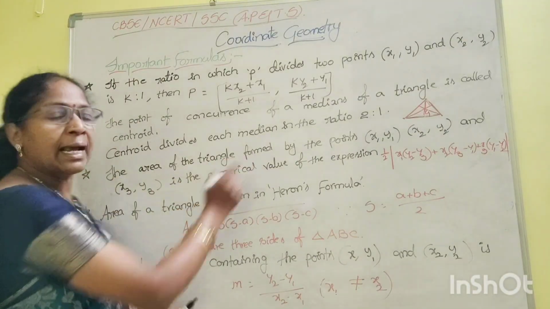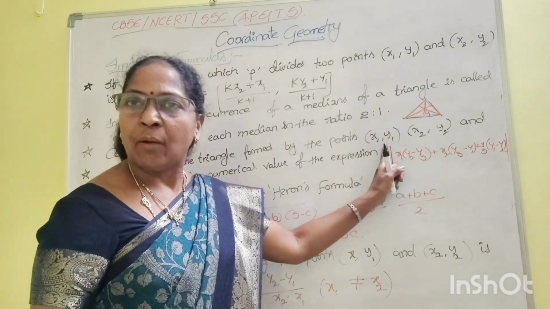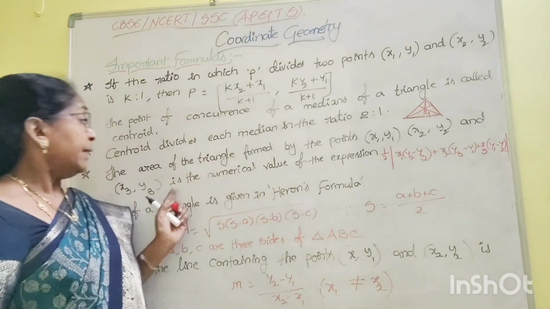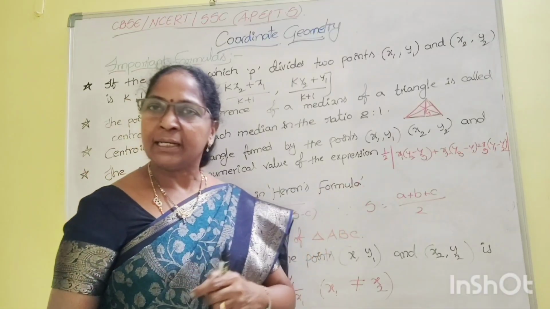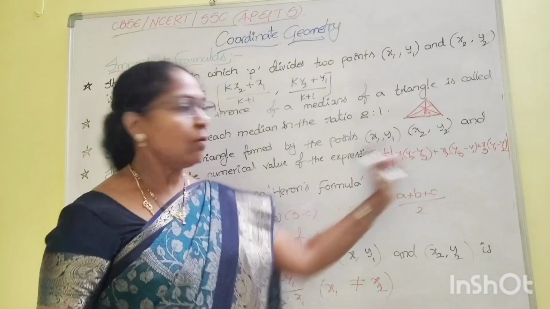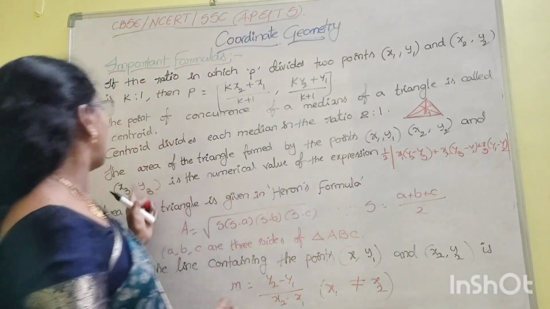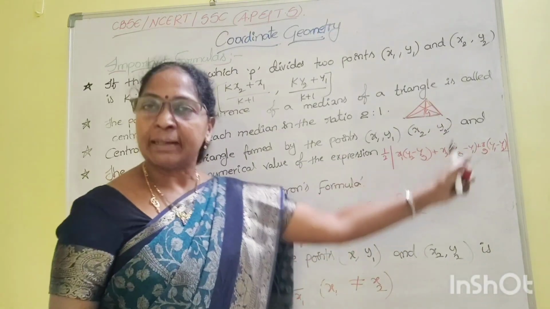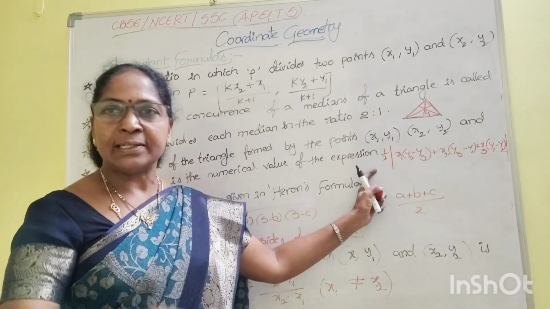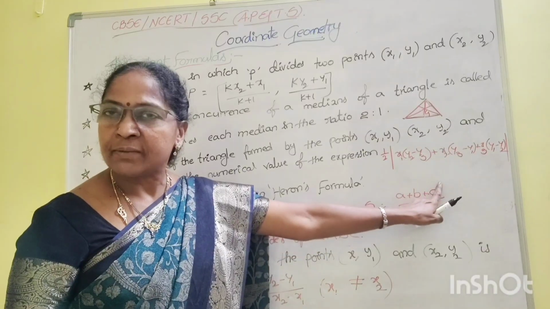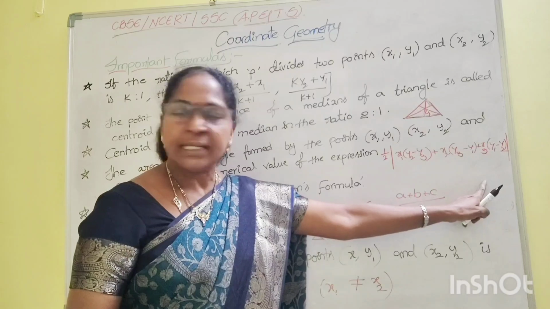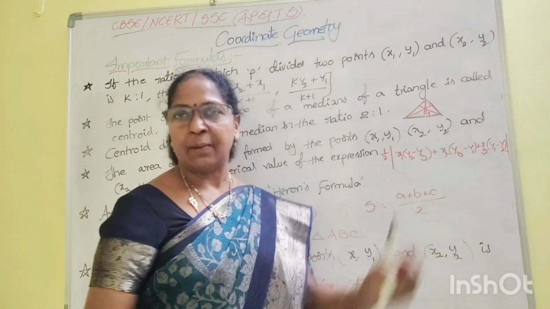Next, the area of a triangle formed by the points x1 y1, x2 y2 and x3 y3 is the numerical value of the expression. Triangle means it has 3 points, so those 3 points are x1 y1, x2 y2 and x3 y3. Then what is the formula for the area of the triangle whenever these 3 points are given? Area equals half modulus of x1 into y2 minus y3 plus x2 into y3 minus y1 plus x3 into y1 minus y2. This is the formula.